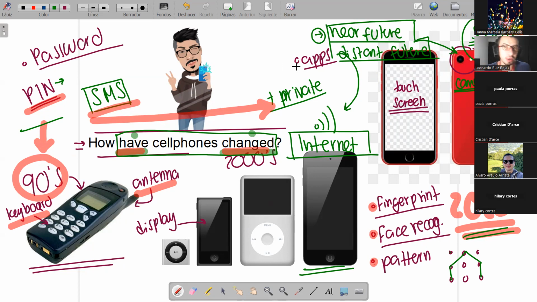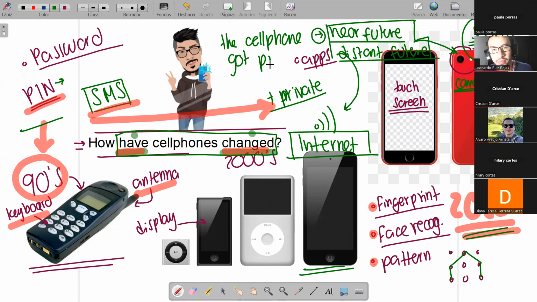Estamos cambiando de un tiempo al otro. So for that reason, it's important that we learn how to contextualize the person that is listening to me. Because if I say, for example, the cell phone got a pin. When I say the cell phone got pin, do you think it's talking about the present, the past, the future? Past.